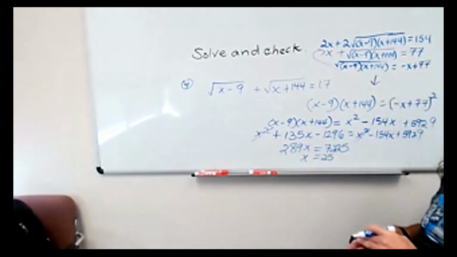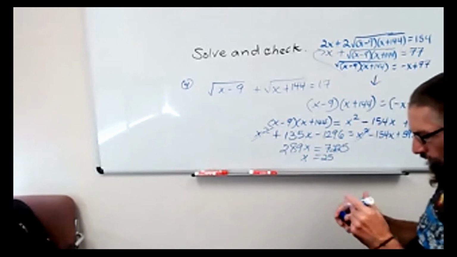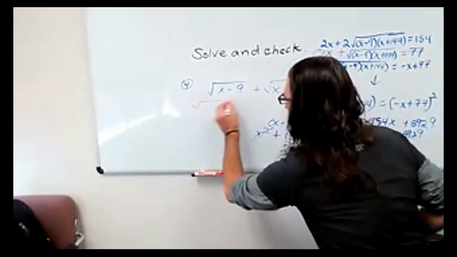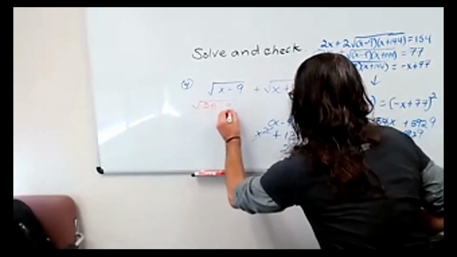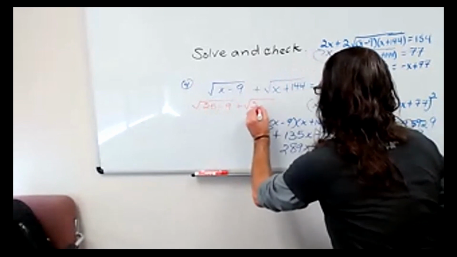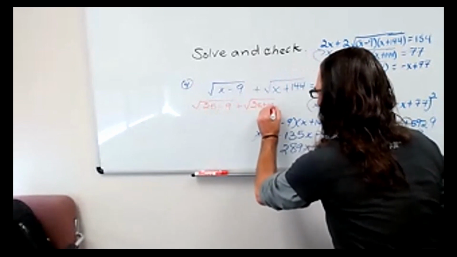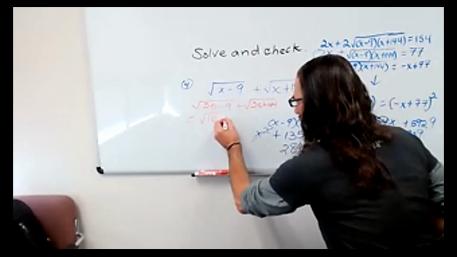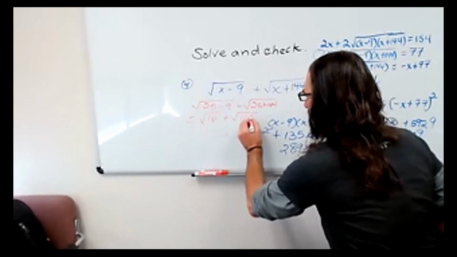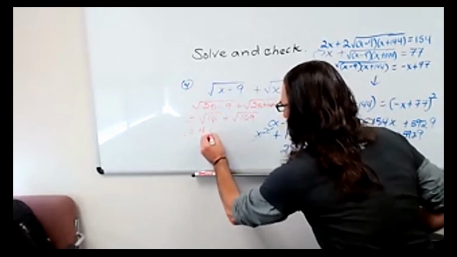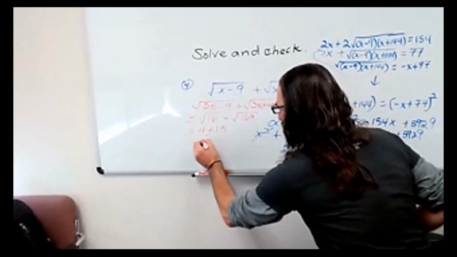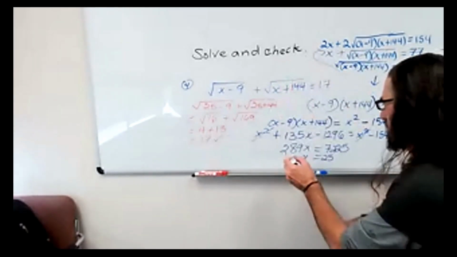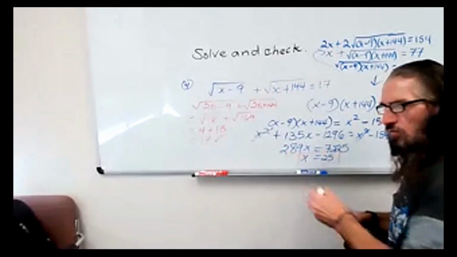So let's see if that checks out. Want to see if this is going to equal 17. Well, that's square root of 16. So square root of 169 equals 4 plus 13, which is 17 as desired. So we keep that solution, x equals 25.